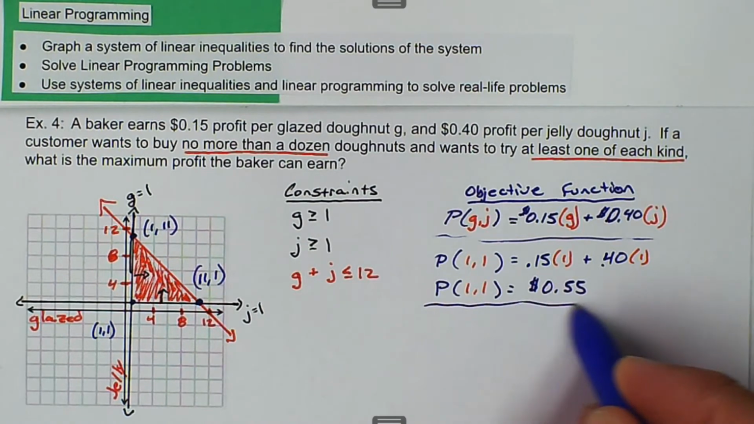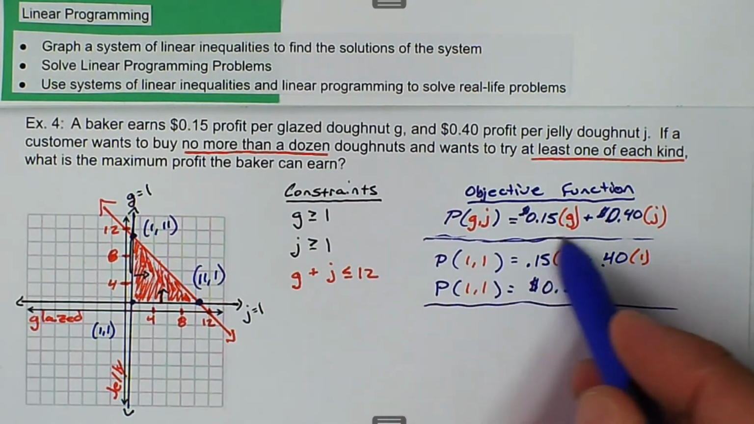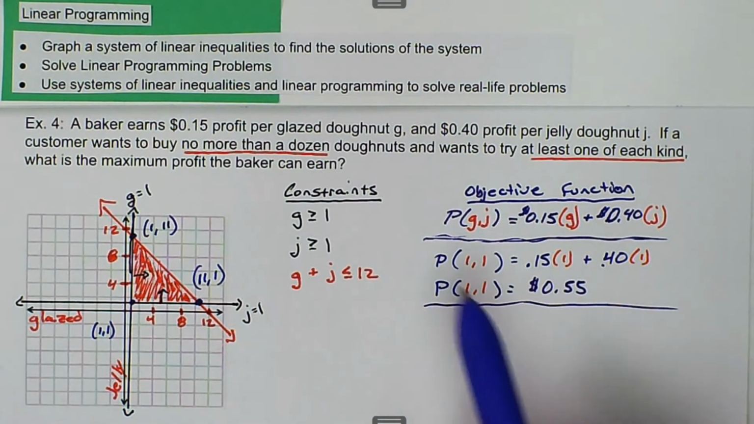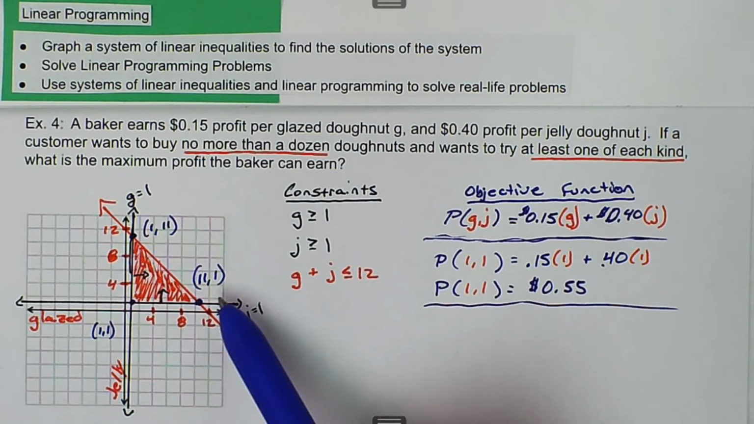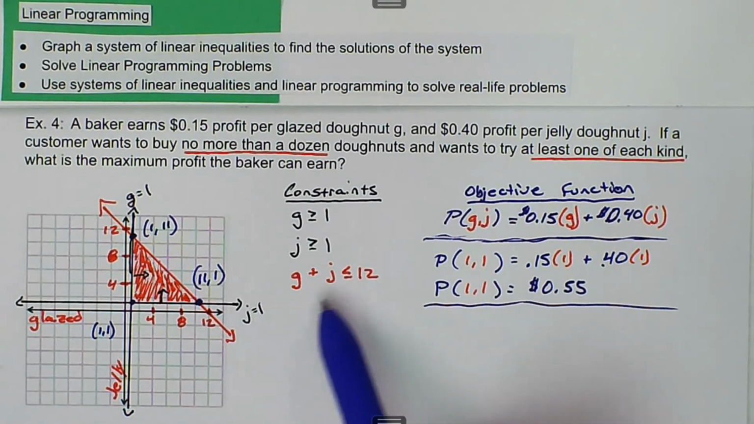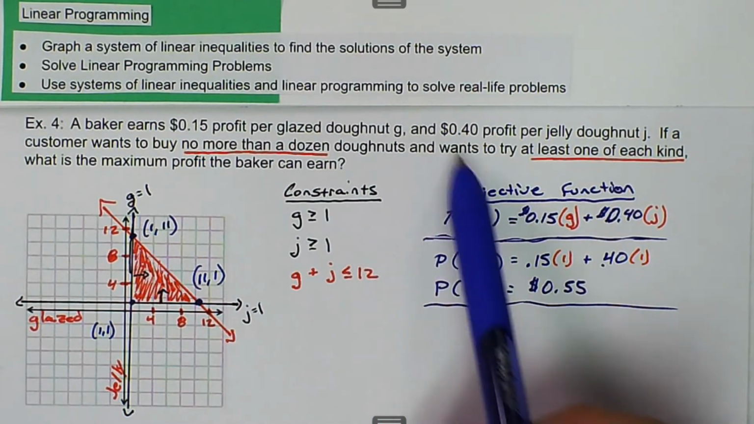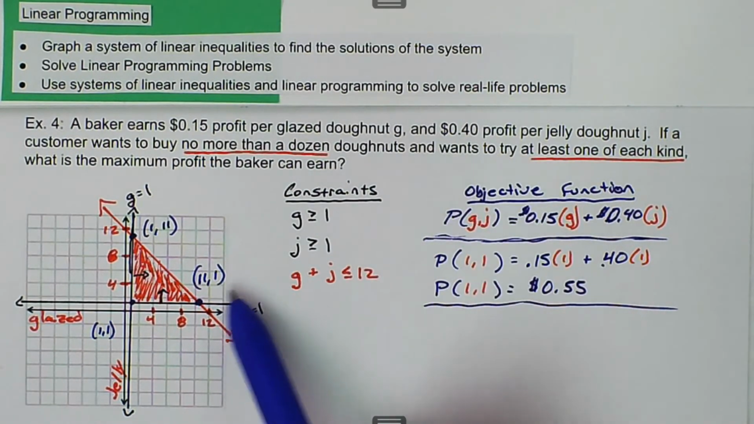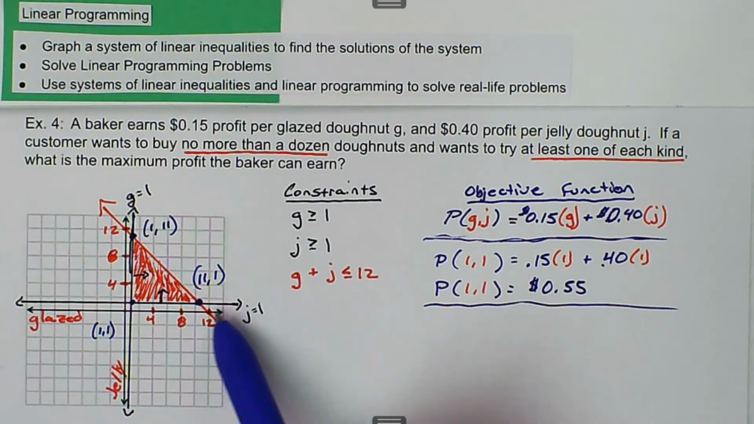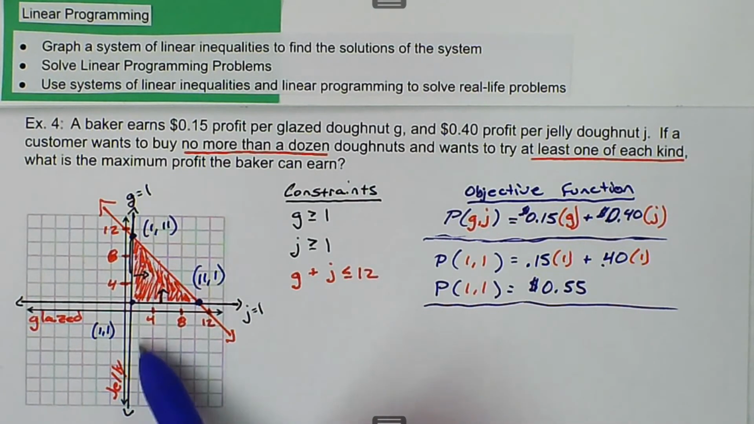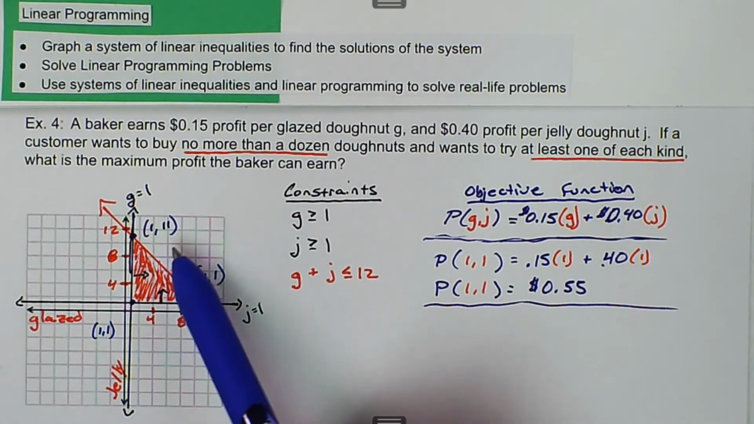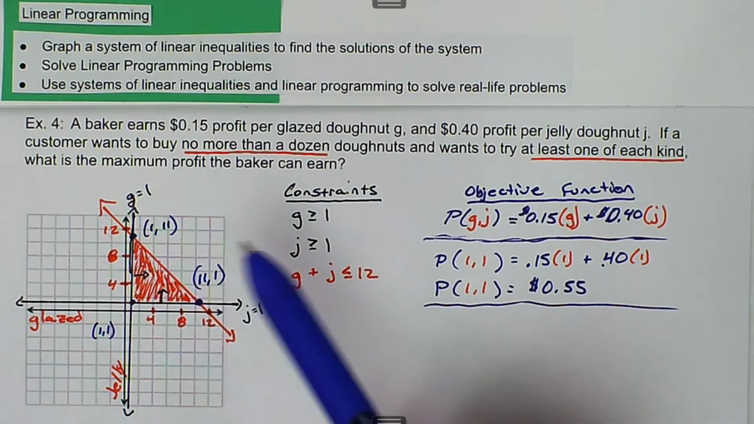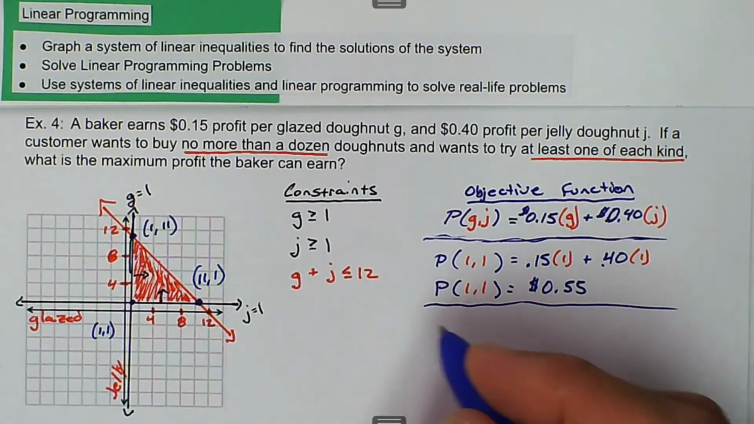Next point that we have to check, and we can probably even tell what's going to be the max because they're the same, (1, 11) and (11, 1). So which gets more profit? Does the glazed donut get the most, or does the jelly donut get the most? Well, I predict that the jelly donut will get the most because you get 40 cents profit per jelly donut. So (1, 11) will be the one that gets us the most amount of money, but we have to check it anyway.